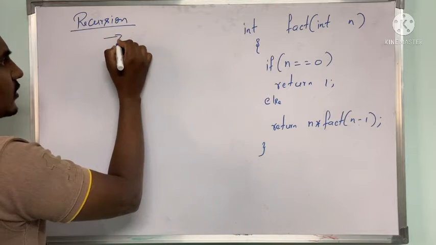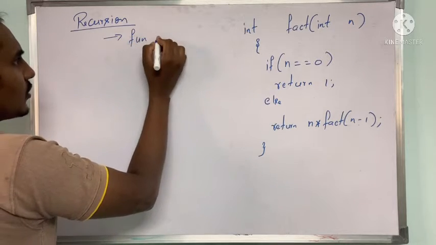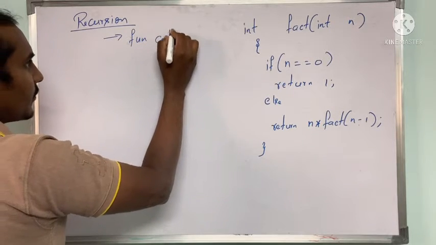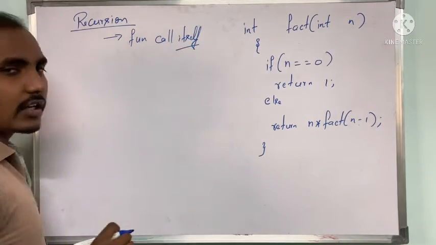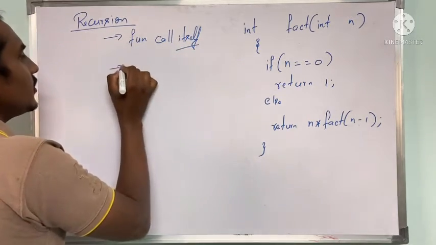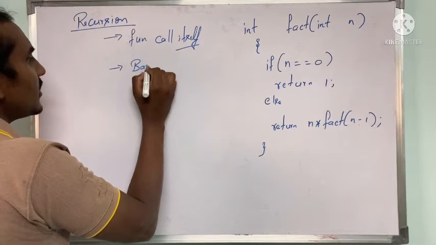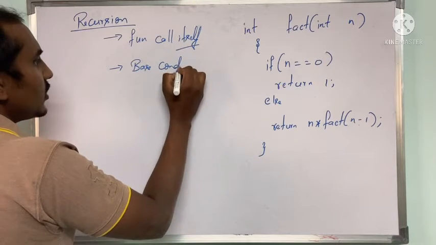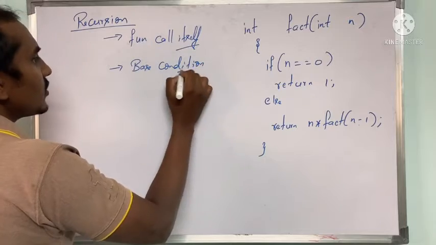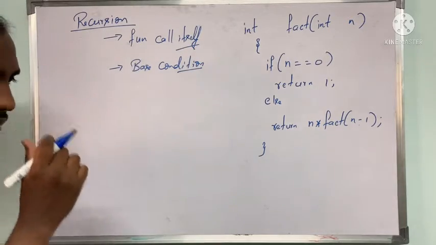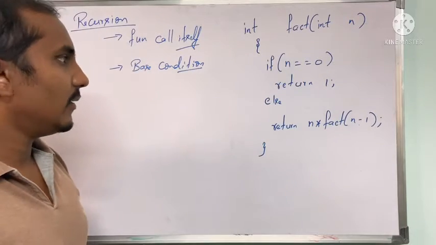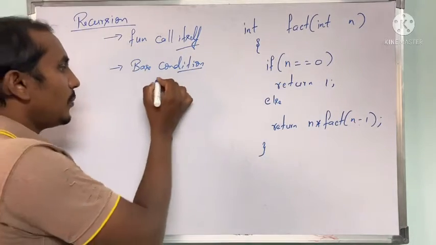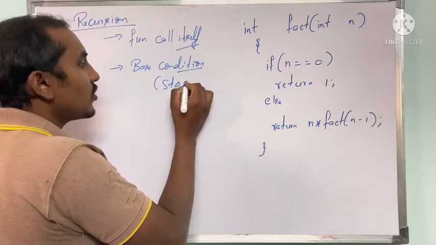So we'll have two things. One is a function should call itself. If it is calling itself, then it is called a recursive function. And this function should have something called a base condition. So what is a base condition? This function will have a position or a point at which it should stop its recursive function call.